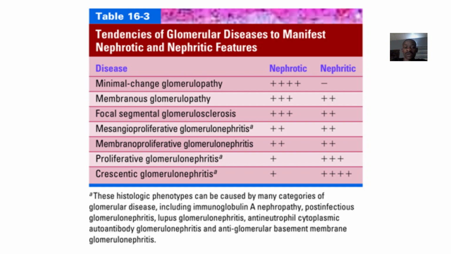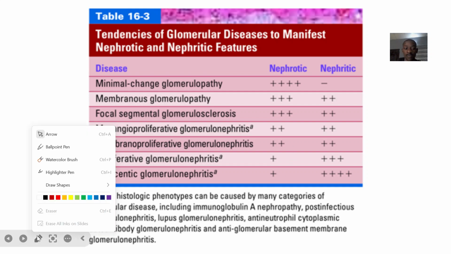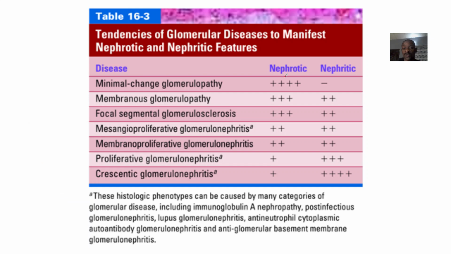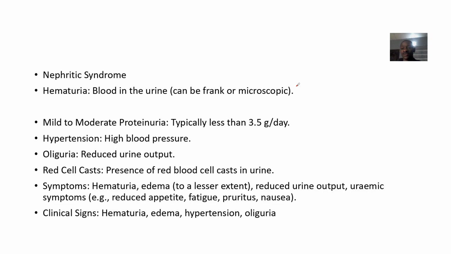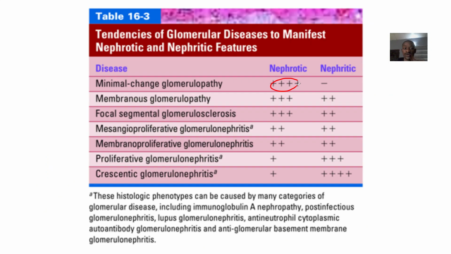All right. So for minimal change glomerulopathy, the tendency is more that it will develop into a nephrotic syndrome. I've taken time here to talk about nephrotic syndrome, and to talk about nephritic syndrome, just to refresh our memory. You understand? So don't worry. Then membranous glomerulopathy has a greater tendency to become nephrotic syndrome. Focal segmental glomerulosclerosis also has a greater tendency to become nephrotic.